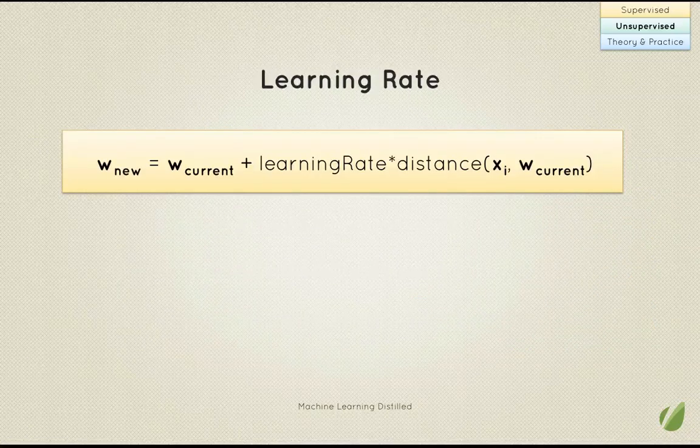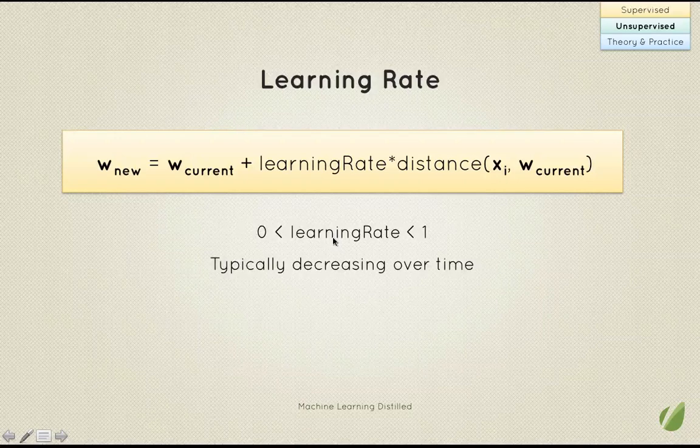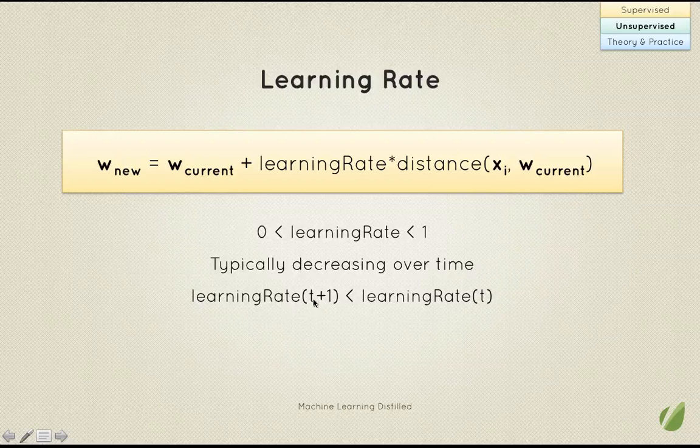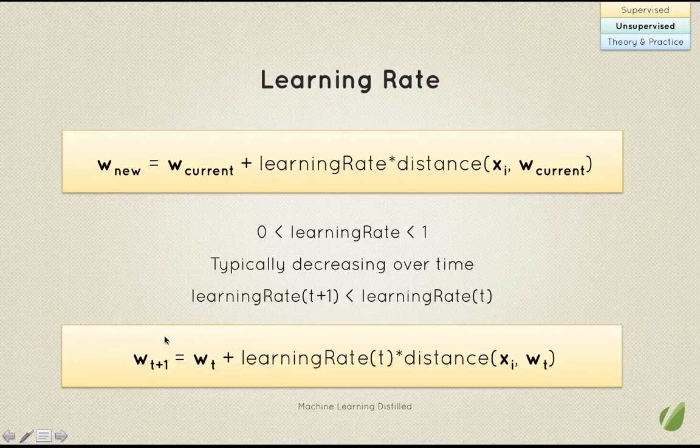Let's talk some more about that learning rate. The learning rate is a value that controls how much we update. You can see that the learning rate is a value between 0 and 1, and typically this is going to decrease over time. So at the beginning of the training process, we move a lot, we learn very quickly, and over time we move much more slowly. Another way of saying this is that the learning rate at time t plus 1 is less than the learning rate at time t. If we were going to write this more precisely, we might say that the weight at t plus 1 is equal to the weight at time t plus our learning rate, which is a function of t, times the distance between x sub i and this current weight.